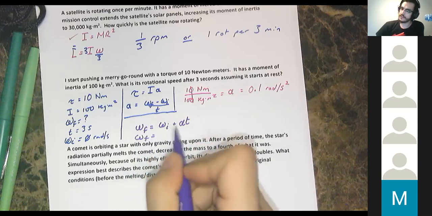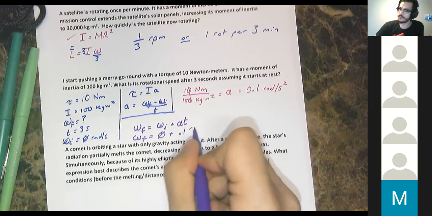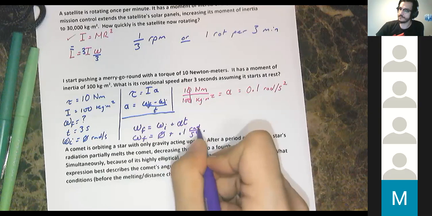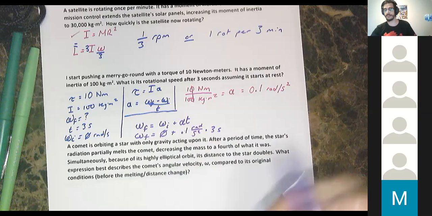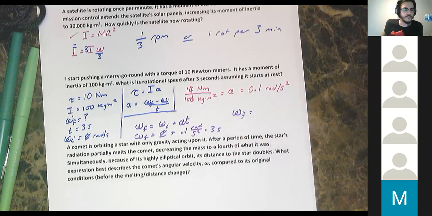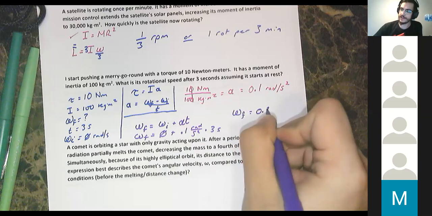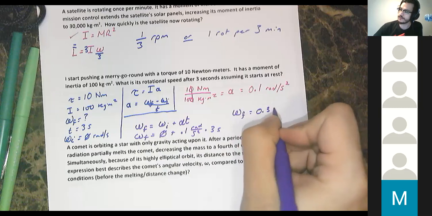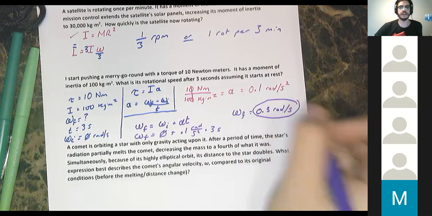Our final velocity is 0 plus 1/10 of a radian per second squared times 3 seconds. Boys and girls, what is our final velocity? 0.3. 3/10 or 0.3, depending on whether you prefer fractions or decimals. But 3/10 of a radian per second.